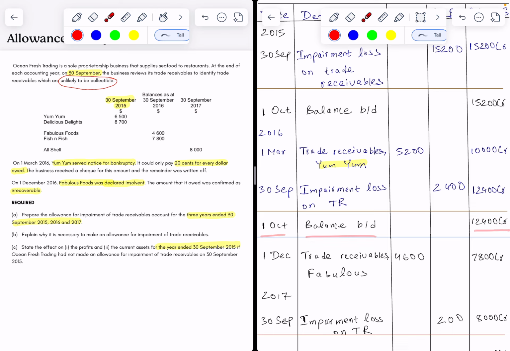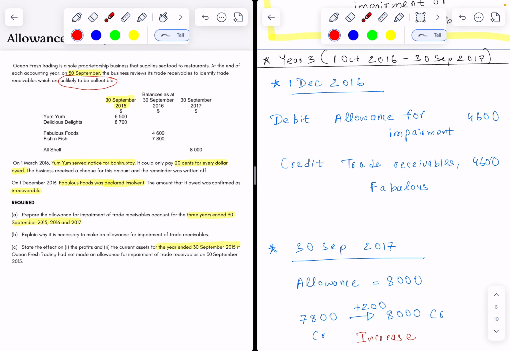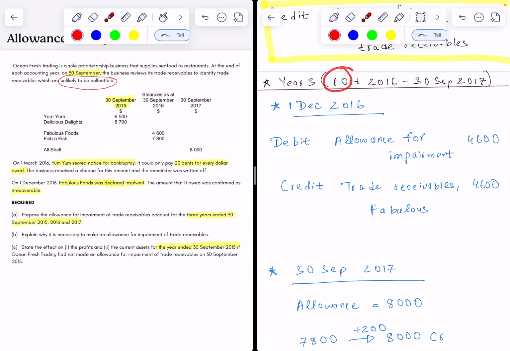All right. So I'll just scroll back down again to look into everything that happened in year 3. Year 3 starts on 1 October 2016 because, as you know, the most recent financial year just ended on 30 September 2016. And this financial year, starting on 1 October 2016, will end on 30 September 2017. So in between these 12 months, the only event that has occurred is on 1 December 2016, where Fabulous Foods declared themselves insolvent, and whatever amount they owed us is now confirmed as irrecoverable. So basically, we're not getting anything that they owed us.